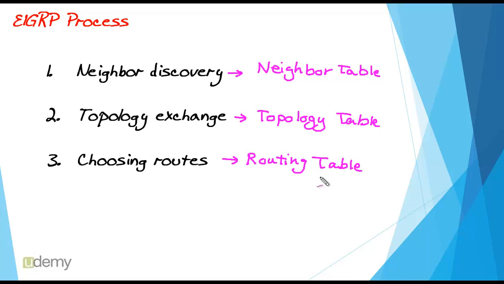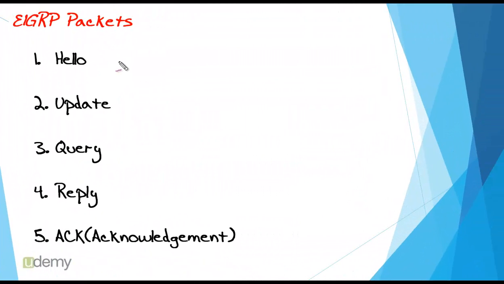Just for shortening our lecture, in this lecture I only describe the neighbor discovery phase and leave the other phases for the next lectures. Before I start to explain what's happening inside the EIGRP neighbor discovery process, I want to introduce you to EIGRP packets. EIGRP uses 5 basic messages to do all its jobs, not only neighbor discovery. These messages are hello, update, query, reply, and acknowledgement.